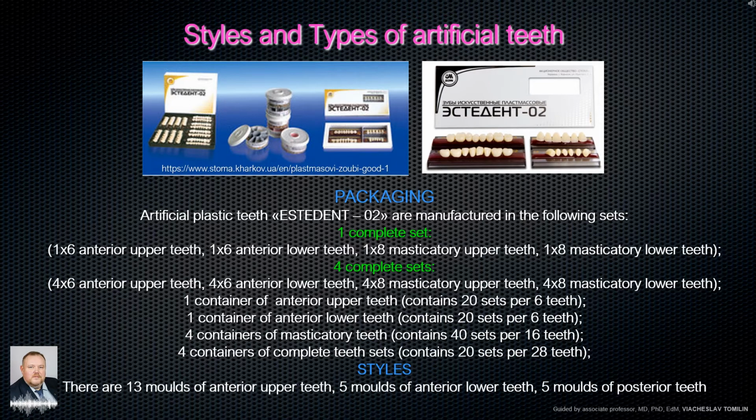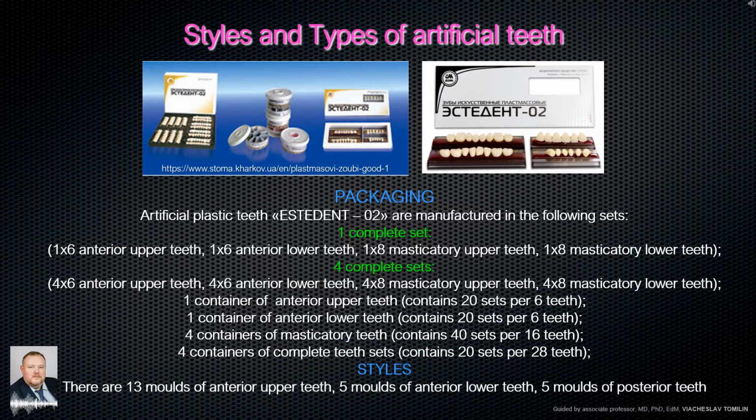Packaging. Artificial plastic teeth Estedent O2 are manufactured in the following sets: 1 complete set, 1 6 anterior upper teeth, 1 6 anterior lower teeth, 1 8 masticatory upper teeth, 1 8 masticatory lower teeth. 4 complete sets, 4 6 anterior upper teeth, 4 6 anterior lower teeth, 4 8 masticatory upper teeth, 4 8 masticatory lower teeth. 1 container of anterior upper teeth contains 20 sets per 6 teeth. 1 container of anterior lower teeth contains 20 sets per 6 teeth. 4 containers of masticatory teeth contain 40 sets per 16 teeth. 4 containers of complete teeth sets contain 20 sets per 28 teeth.